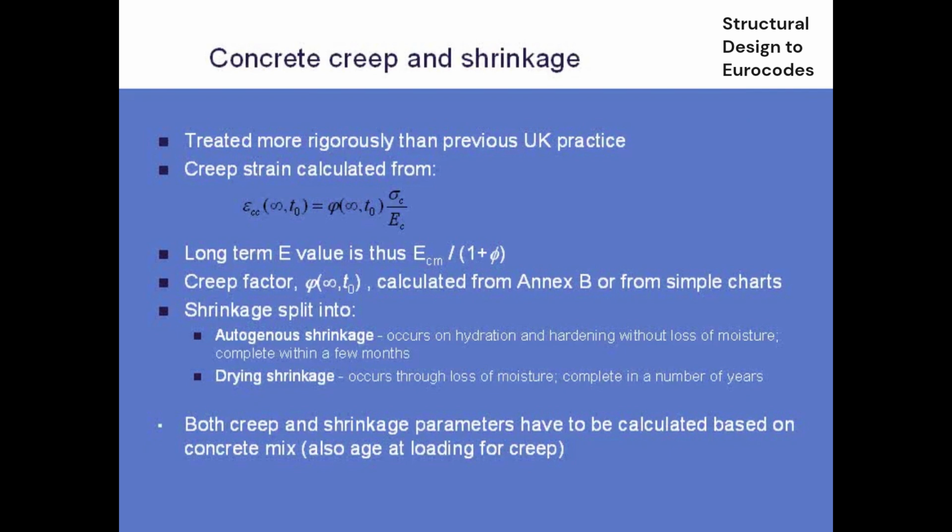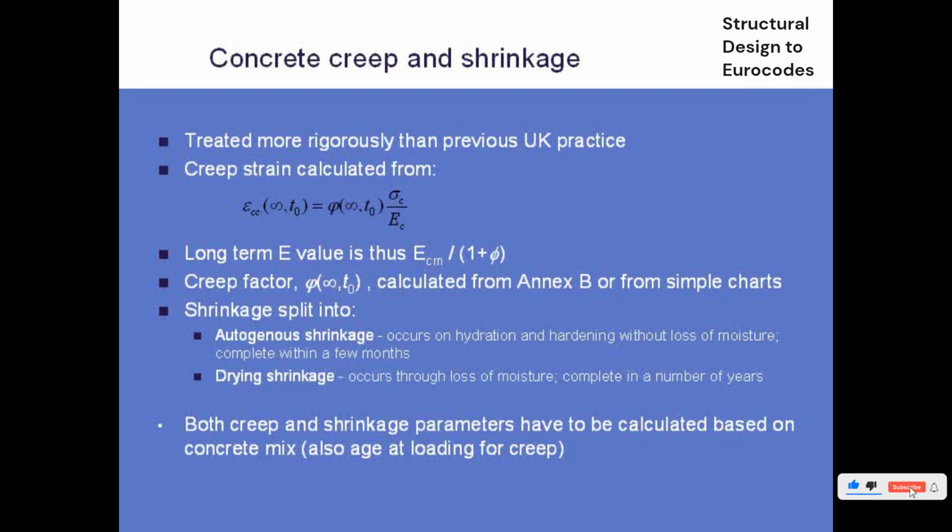What we're supposed to do is calculate the creep strain directly from the elastic strain multiplied by the creep factor. So if we want the long-term modulus for a particular situation, then we need to work out what the creep factor is for that particular situation. And the creep factor will depend on things like the age when you first loaded the structure, the thickness of the component, because that affects the rate at which moisture can get in and out of the section, the composition of the concrete, cement and water ratio, these sorts of things.